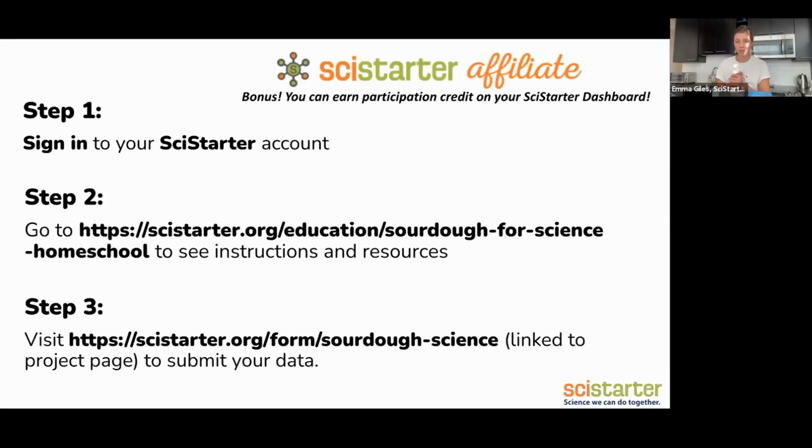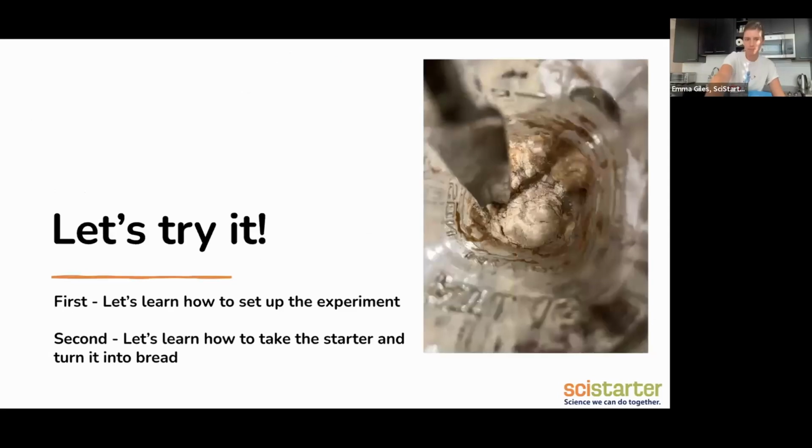There's also a couple places you can get it. So there's the one on the SciStarter education page, and there's also one just on its own, and then to see those instructions and the resources. So that last one, step 3, is where you actually submit the data. So on that project page on step 2, that's where you get all the information on how to get started and do the project. And then step 3 is submitting that data. And I'm going to show you what that looks like too.